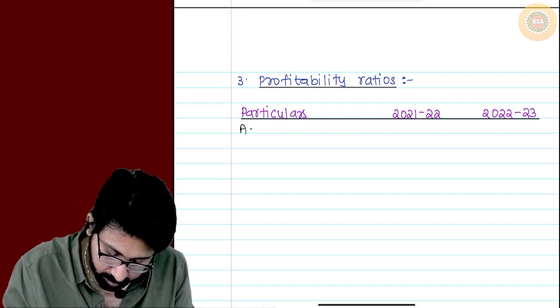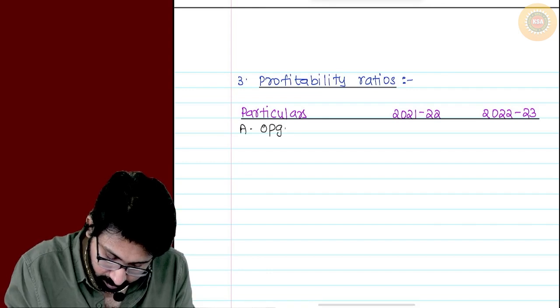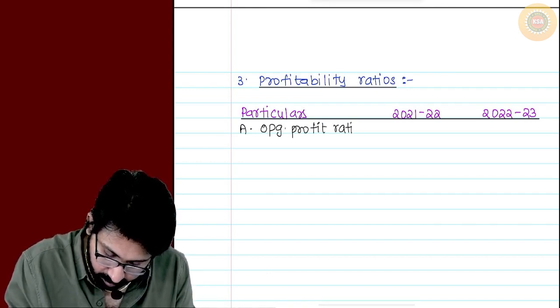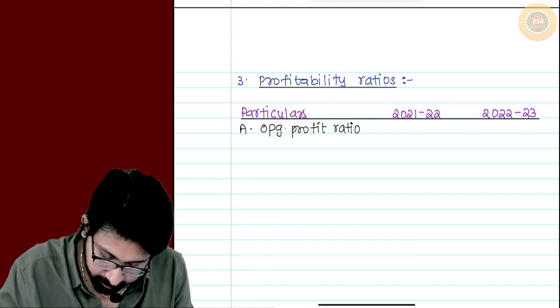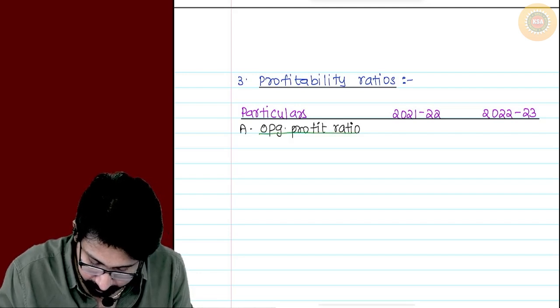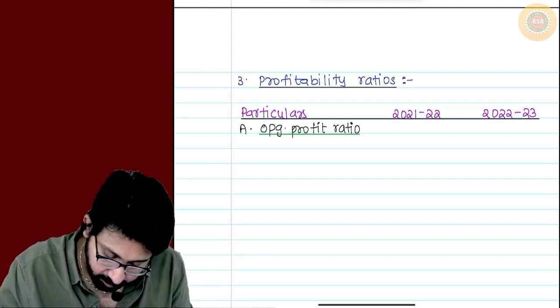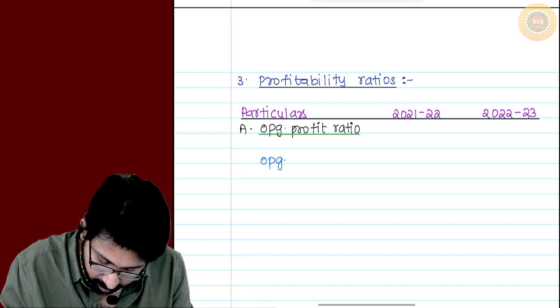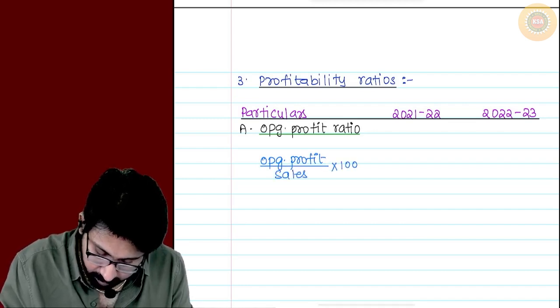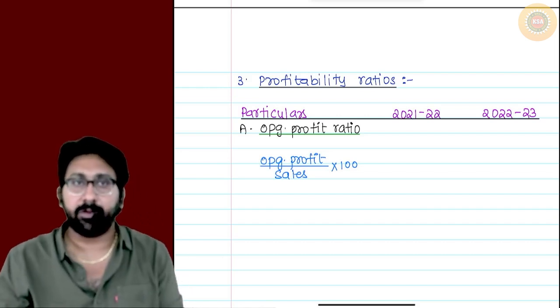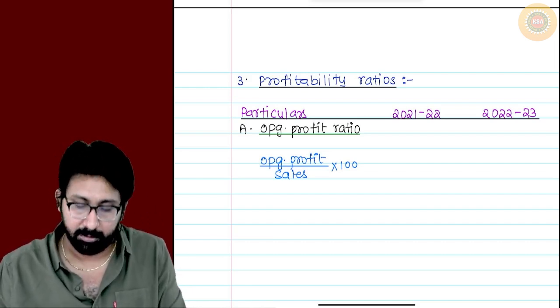A. Operating profit ratio. Tell me, what is the formula? Operating profit divided by operating revenue into 100.